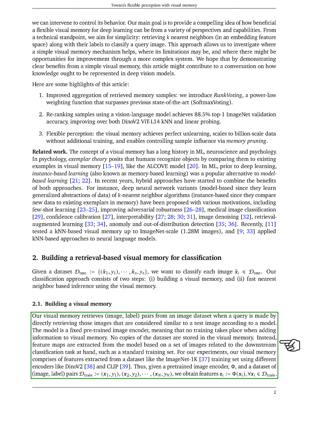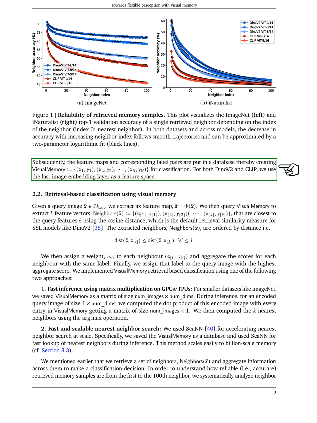Instead, we extract feature maps from the model based on a set of images relevant to our classification task, like a standard training set. For our experiments, we use features extracted from datasets such as the ImageNet-1K training set with encoders like Dino v2 and CLIP. When we have a pre-trained image encoder and a dataset of image label pairs, we obtain features for each image in the training set. We then create a database of these features and their corresponding labels for classification. For both Dino v2 and CLIP, we utilize the last image embedding layer as our feature space.